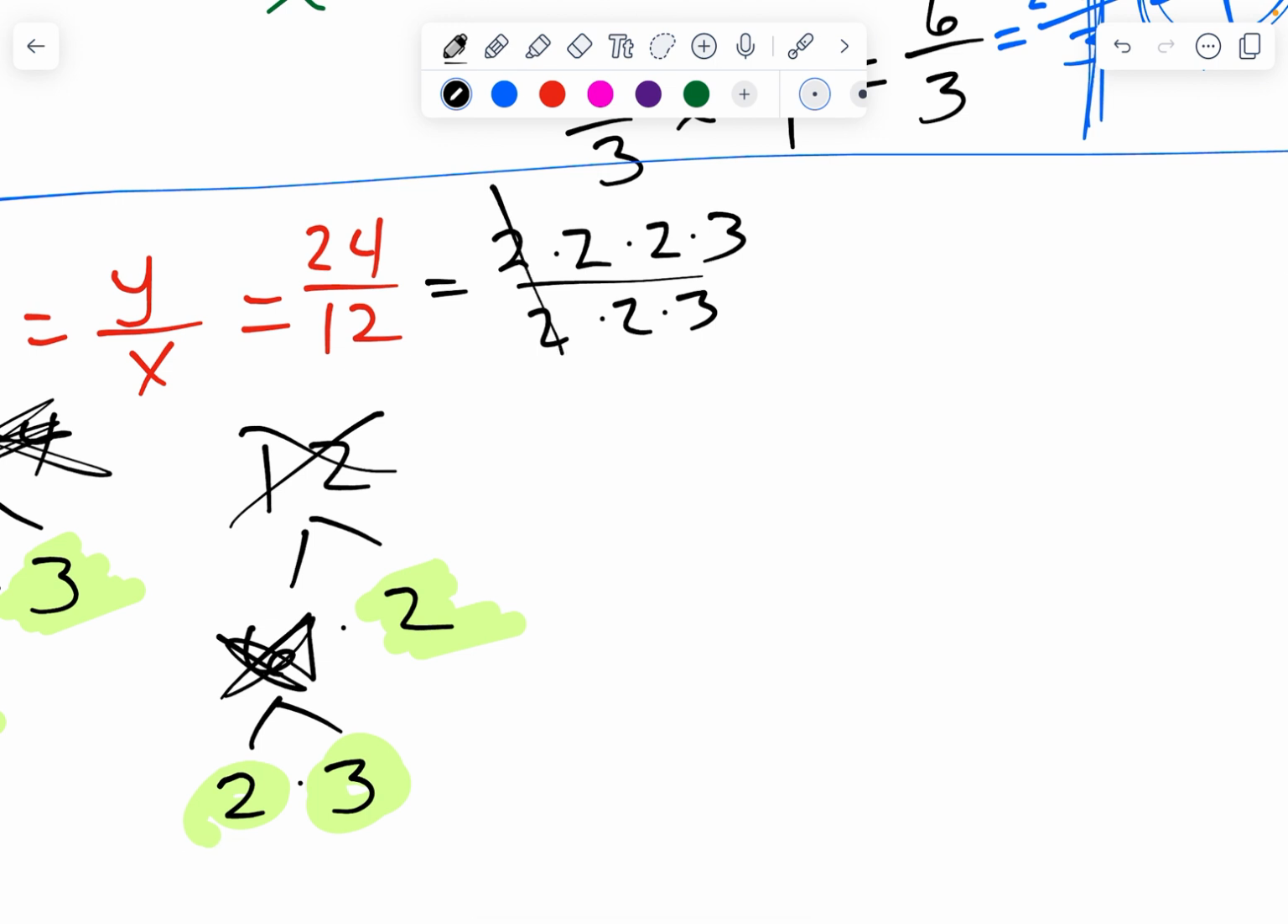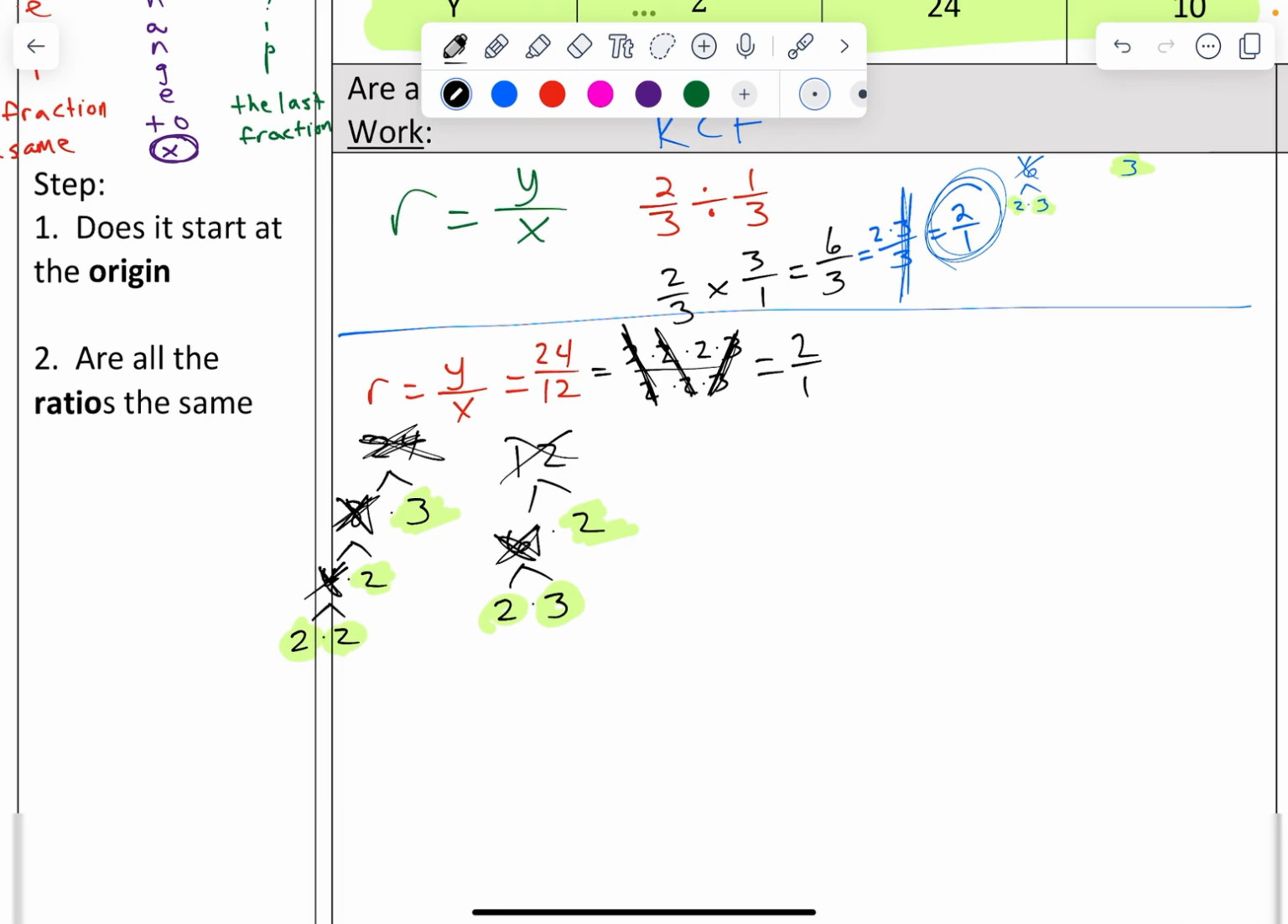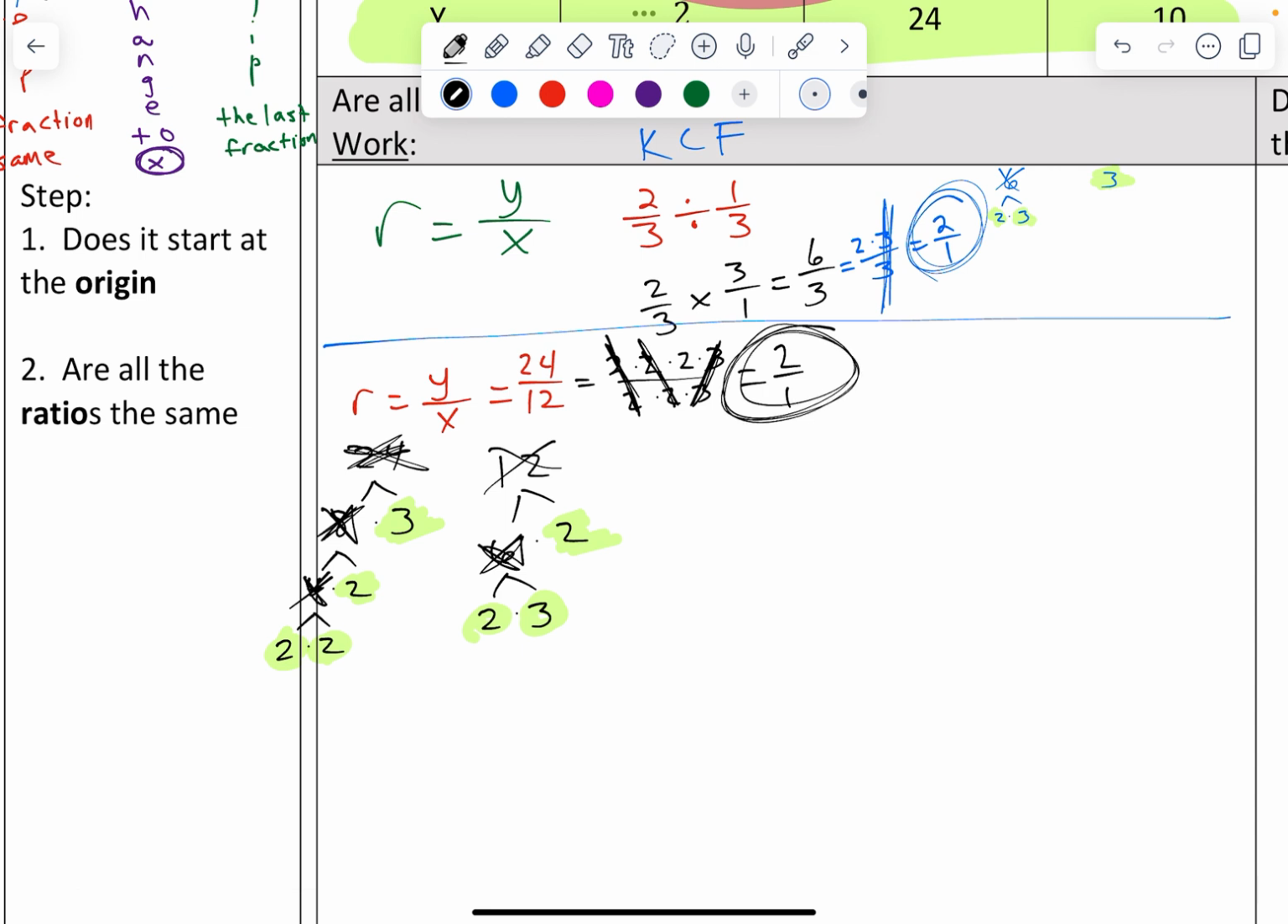All right, well, let's start crossing things off. So I got to cross off that 2. I could cross off the 2 and the 3's. So we're left with just a 2, but underneath, hey, that's good. Now we just need to try this last one.